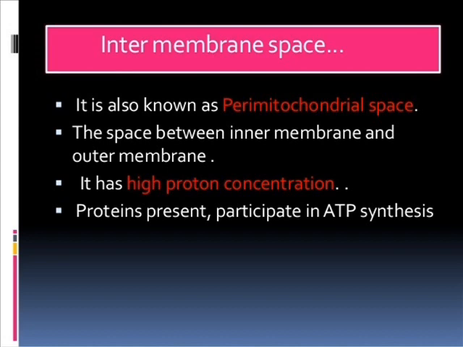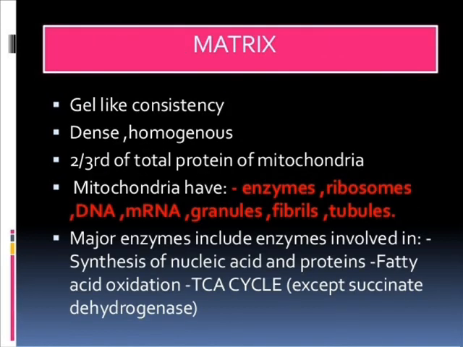However, large proteins must have a specific signaling sequence to be transported across the outer membrane. So, the protein composition of this space is different from the protein composition of the cytosol. The matrix is a space enclosed by the inner membrane. It contains about 2/3 of the total proteins in a mitochondrion.